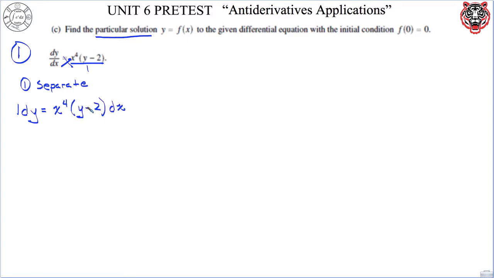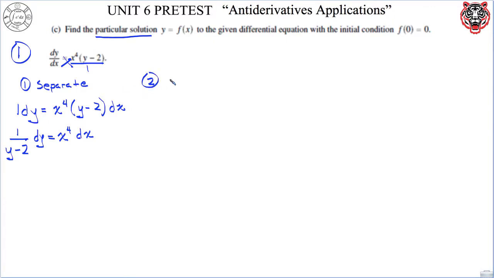You'll notice that our y is on the right when our x's should be on the right, so I need to move this y minus 2, all of it, to the left-hand side. So this is now going to be 1 divided by (y minus 2) dy is equal to x to the power of 4 dx. All right, we have officially separated. Now we need to go to step 2.